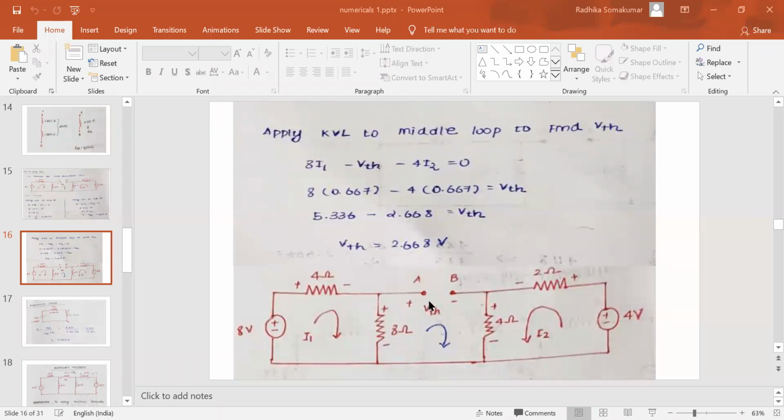And here you have marked A at higher potential, so you are taking it as plus minus, and at the end it is coming negative. So this you have to consider as a drop in potential. That is the reason you have taken it as minus VThevenin. Now, the only unknown in this equation is VThevenin. So directly you can just substitute the values of I1, I2, resolve and find out the value of VThevenin.